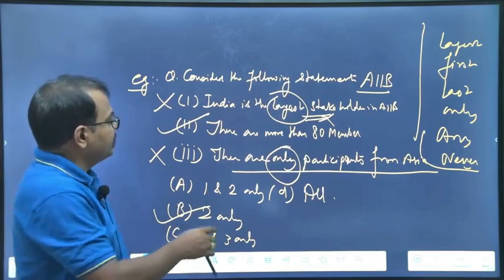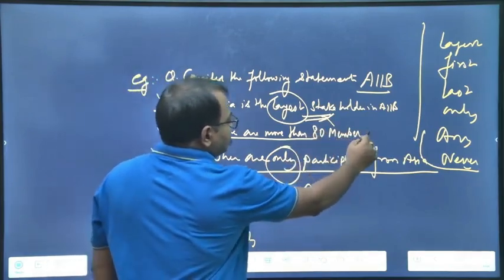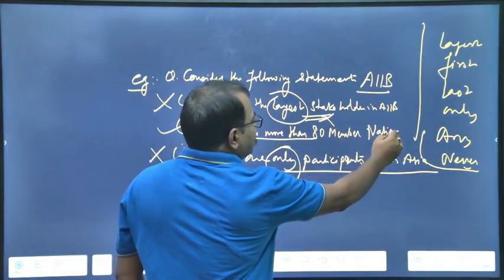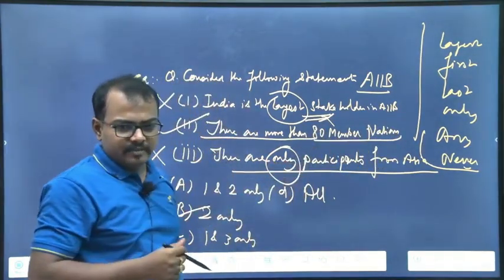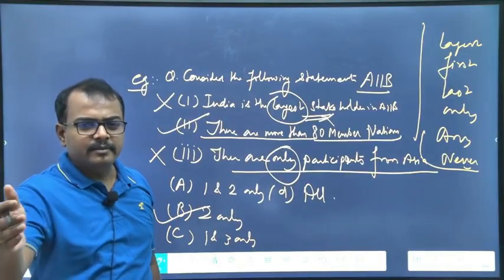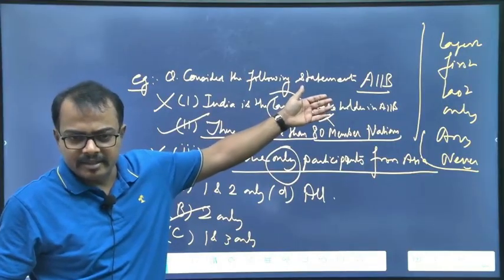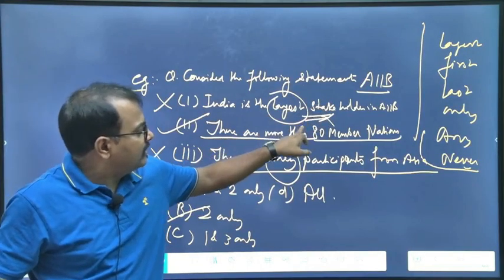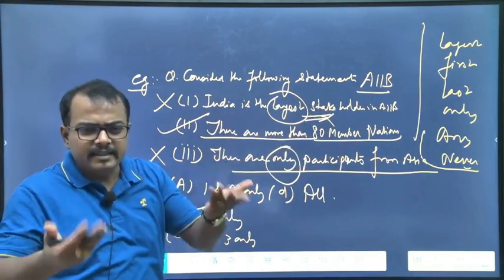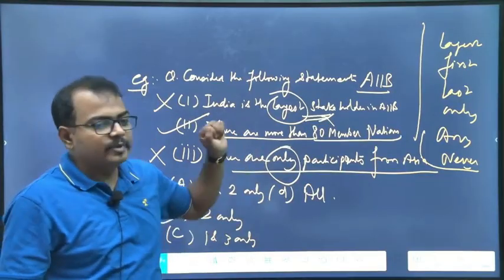And now you will see in this question, there are more than 80 member nations. So this is a very obvious and generic type of statement, because 80 is a very low number when the entire globe is concerned, because everybody can become a member of AIIB. So this is a very generic question. Obviously correct statement. So this has to be correct.